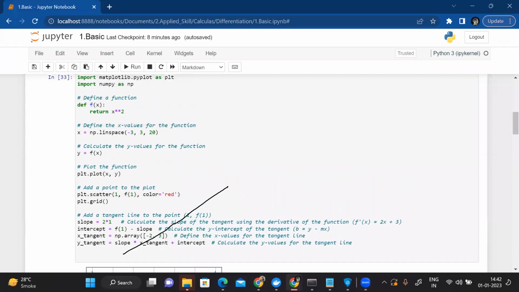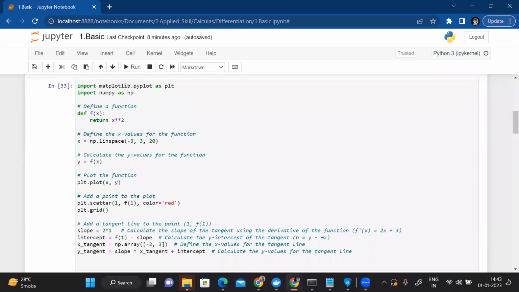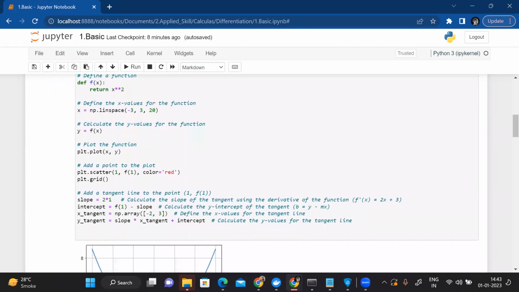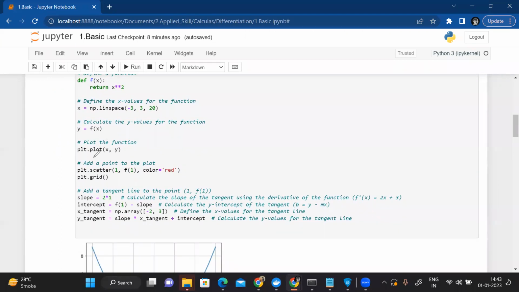Okay, so I know it's difficult to understand this lecture, but in this lecture I'm not going to explain what the derivative is. Basically, in this lecture we are just trying to explain the difference between tangent and slope. So okay, we are understanding the code. We plot it, and then we are trying to find the tangent at point 1.